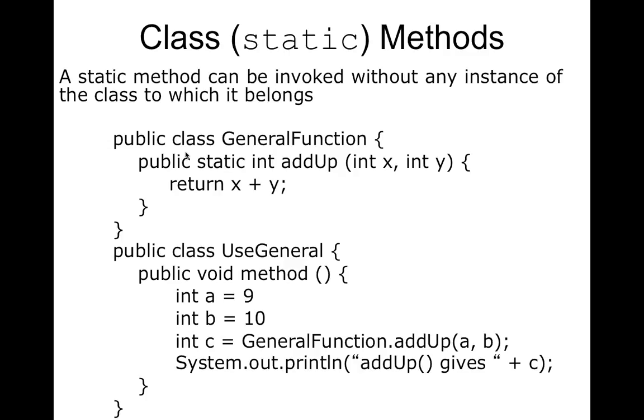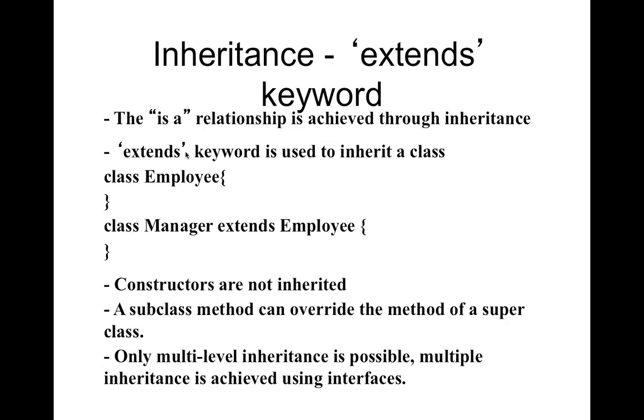A static method can be invoked without any instance of the class to which it belongs. Right. Then public class UseGeneral. So here we need not create an instance of a General class. Add up is invoked like General.addUp. We are just invoking it directly. We know this already.